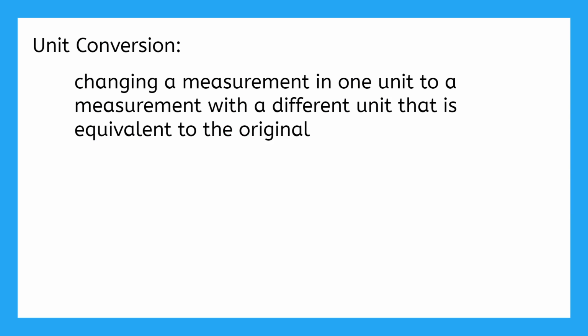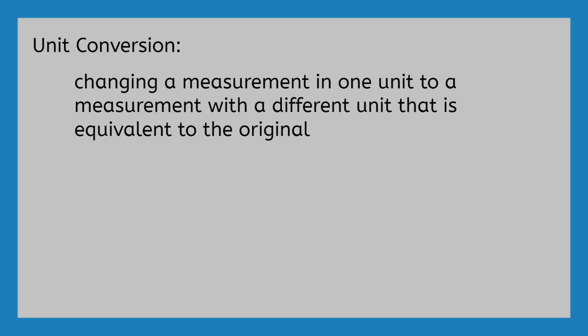This means changing the measurement from one unit to a measurement of a different unit that is equivalent to the original. For example, if I said 1 day, how many hours is that? Well, 1 day is 24 hours. But what if I said 3 days? How many hours would that be? Well, 1 day is 24 hours, so if we had 24 hours, plus another 24, plus another 24, we would end up with 72 hours total.